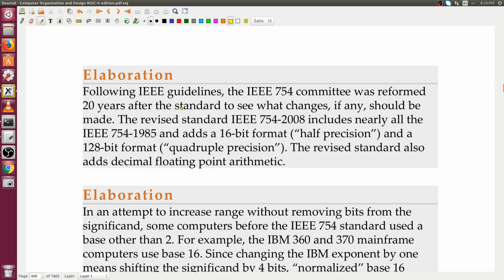So following IEEE guidelines, the IEEE 754 committee was reformed 20 years after the standard to see what changes, if any, should be made. The revised standard, IEEE 754-2008, includes nearly all the IEEE 1985 standard and adds a 16-bit format for half precision and a 128-bit format for quadruple precision.